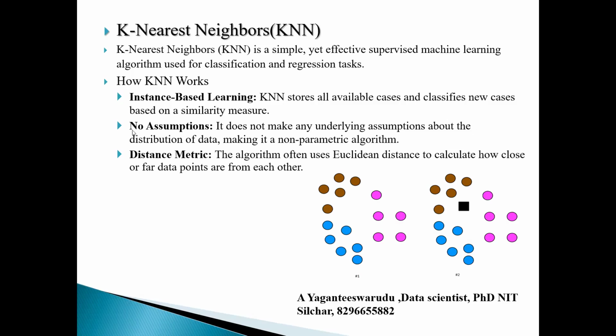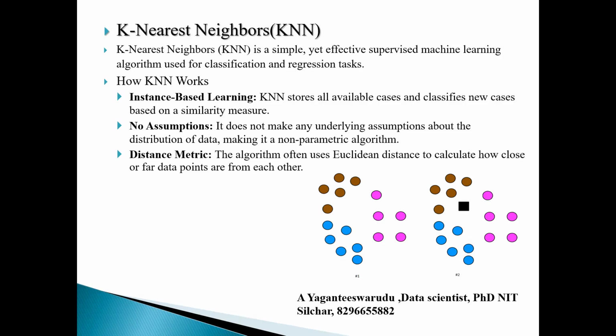One more important point is that it does not make any assumptions. It will consider all the available records in the data set, and it does not make any assumptions about the distribution of the data, making it a non-parametric algorithm. It will not choose any particular record or any particular assumption to make the final decision. It will consider all those records to find the final classification of the new data point, and it is majorly based on the distance metric. Majorly, we are going to use Euclidean distance.